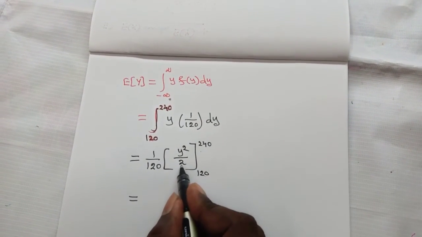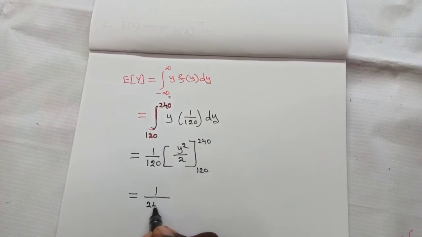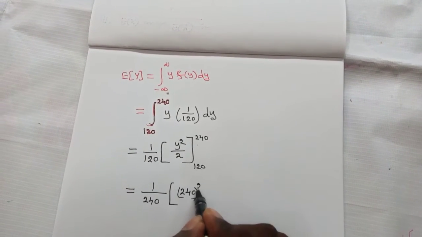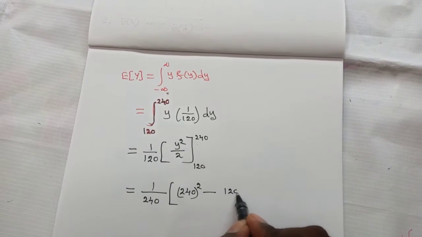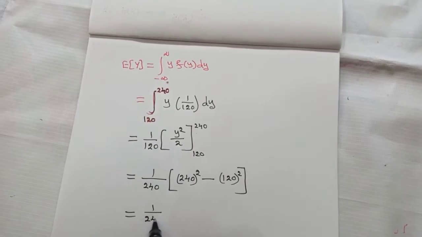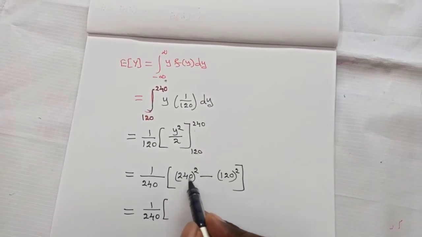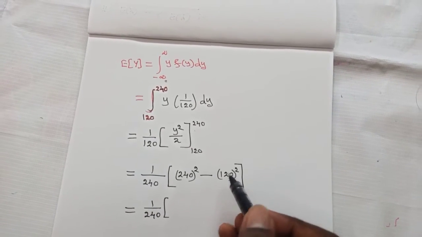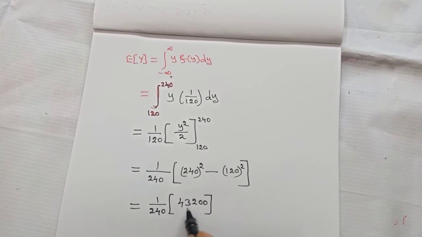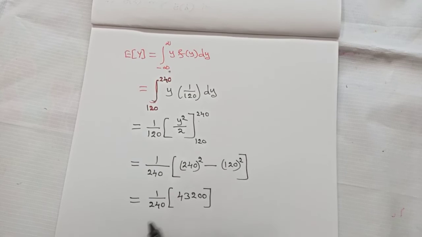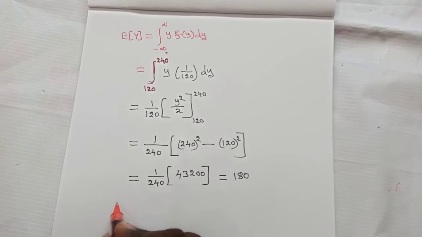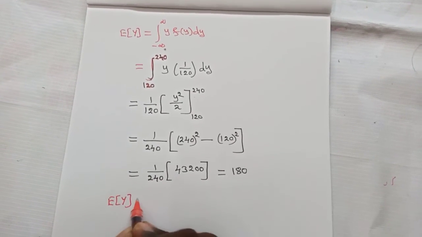Now this 2 can be taken outside, so this is 1 by 240 into substituting the upper limit, 240 the whole square, minus substituting the lower limit, 120 the whole square. Now 1 by 240 into 240 the whole square minus 120 the whole square, you will be getting 43,200. Now cancel this, you will be getting 180. Therefore E of y is equal to 180.